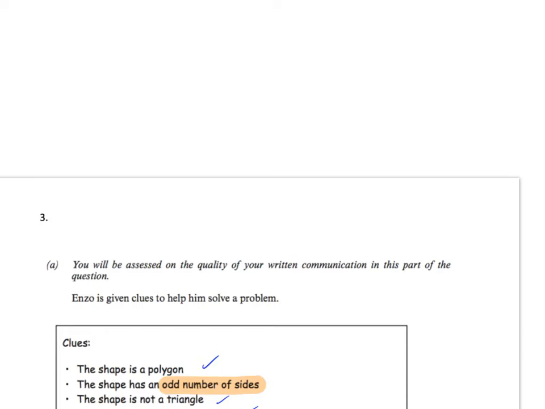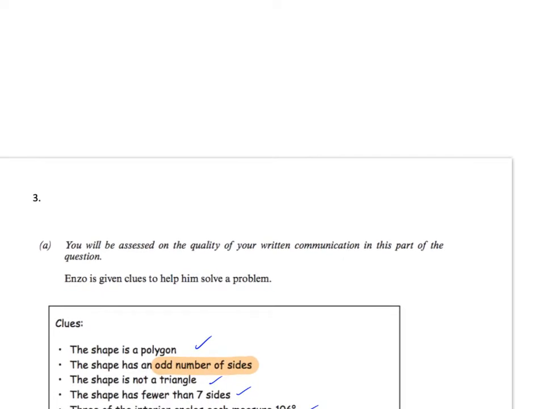But this knocks out loads of them then. It says it's an odd number of sides. There's my decagon and dodecagon. They can't be those because they've got even number of sides. It's not a triangle, and it has fewer than 7 sides. Now you'll see little ticks on my working. That just means I've dealt with it sort of further down the question.